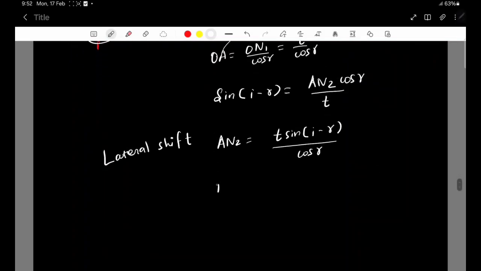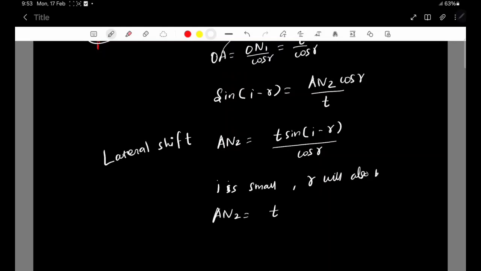So if the I value is very small, then obviously R will also be very small. Then the lateral shift formula can be modified into the following form. Since R is very small, it approaches 0. You know that cos 0 is equal to 1, because if R tends to 0, cos R tends to 1.